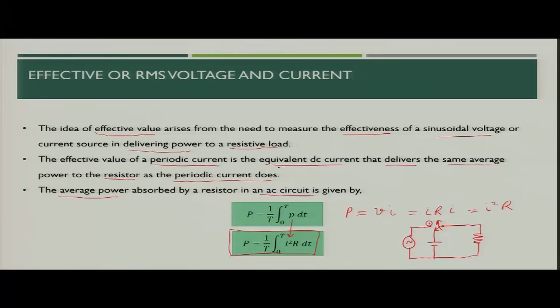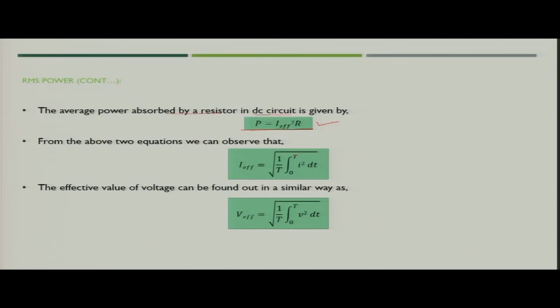It means that the power value should be equated when the DC current is flowing and when the AC current is flowing. So, in that case what we can say? We can say P, which is I effective square R in this case, is equal to 1 by T integral 0 to T I square R dt. Now, if you see this equation, using mathematical operations, you can simply say that I effective is nothing but under root of 1 over T integral of 0 to T I square dt. So, this you can get from here.